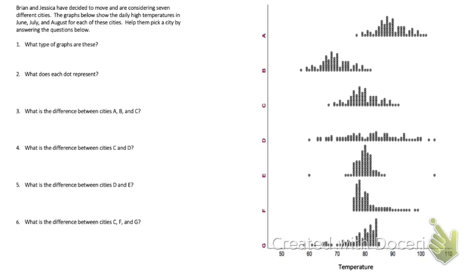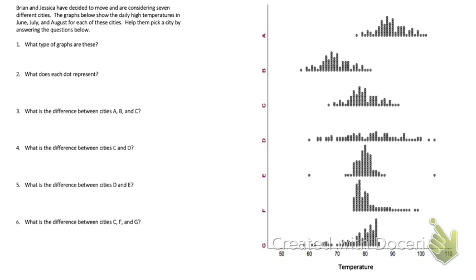One of the most common graphs that we use with quantitative data is a dot plot. You know how to use dot plots, right? So let's look at some dot plots. Brian and Jessica have decided to move and are considering some different cities. The graphs below show the daily high temperature in June, July, and August for each of these cities. Help them pick a city by answering the questions below.